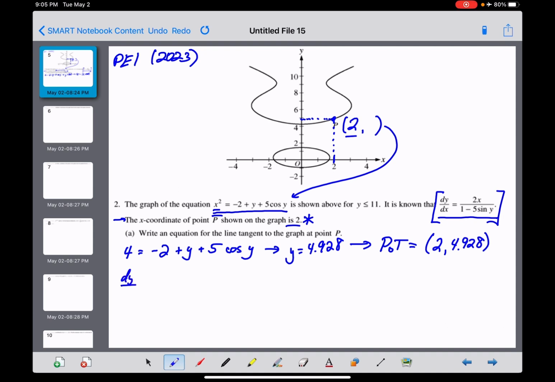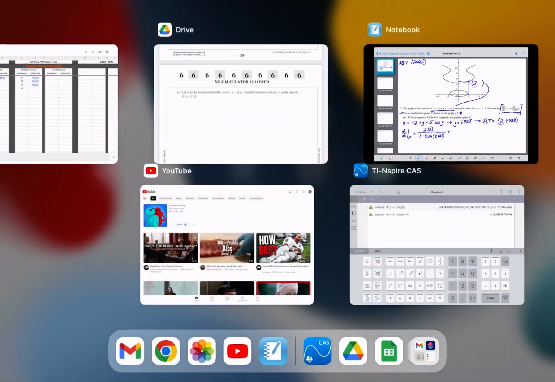So dy dx evaluated at point P, everybody, is going to be 2 times x. And remember, x is 2 at that point of tangency. So that's, I'll just go ahead and write that out. That's going to be 2 times 2, and then in the denominator, 1 minus 5 times the sine of that number, 4.928. So let's put that in the calculator and see what that gets us.